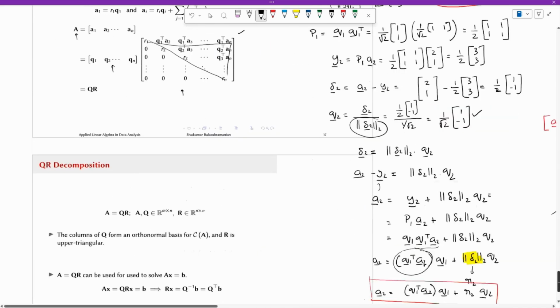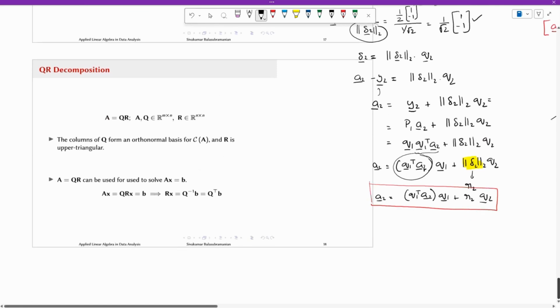Okay. Now, we will first talk about orthonormal or orthogonal matrices before we proceed.